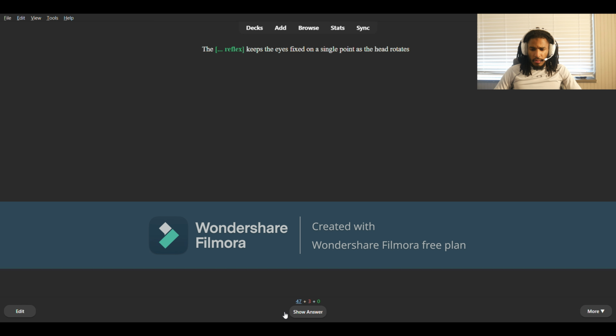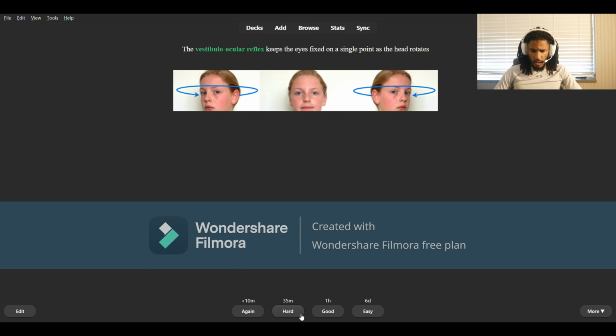The blink reflex keeps the eyes fixed on a single point as the head rotates. Well, the answer is definitely not gimbal, because that's what I'm familiar with. I don't know. The vestibulo-ocular reflex keeps the eyes fixed on a single point as the head rotates.